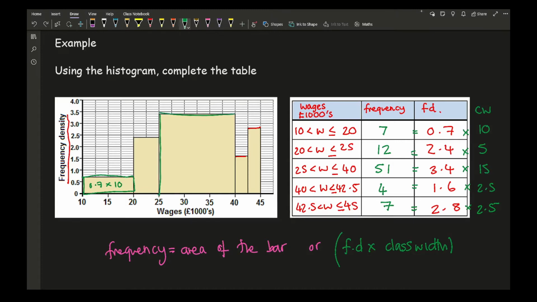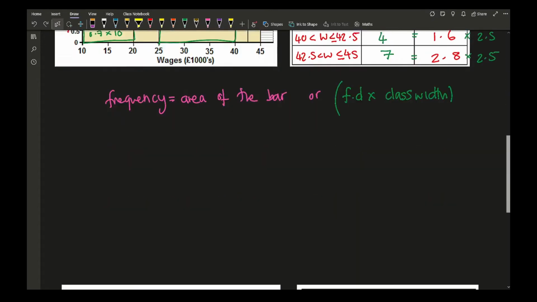You won't need to work out the area of every single bar if they're only asking for one particular group. So always be mindful, always check the question and make sure you're only answering what they're asking. So then let's move on to another example.